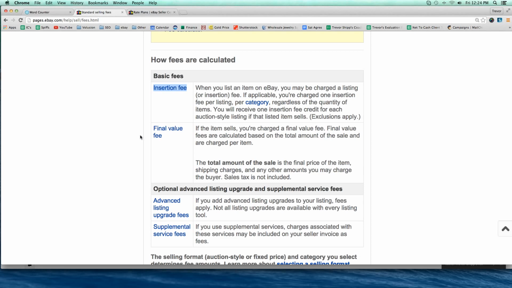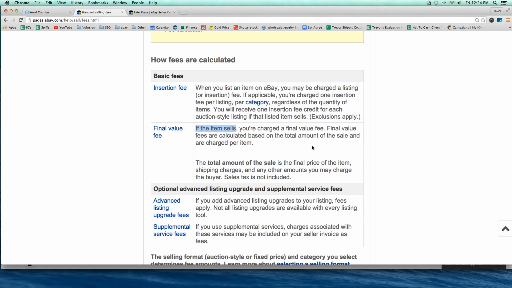There's some little exclusions and some different things that apply, but in essence, it's what I explained to you guys. And then you've got the final value fee. It says if the item sells, you're charged a final value fee, and that's if and only if the item sells. Final value fees are calculated based on the total amount of the sale and are charged per item.